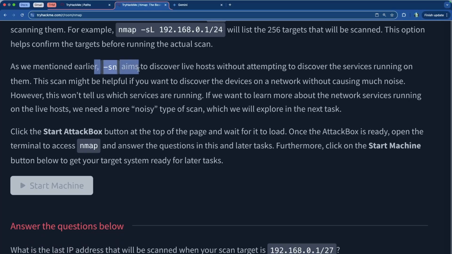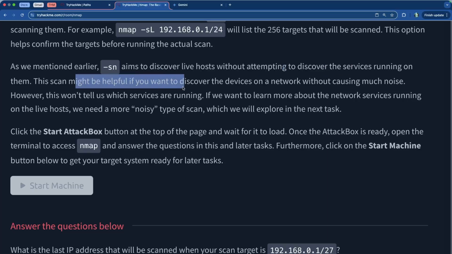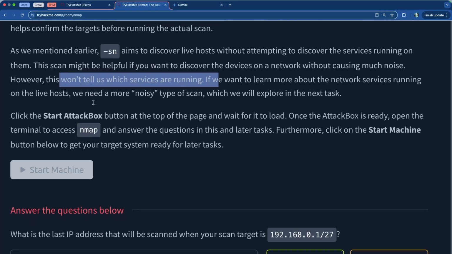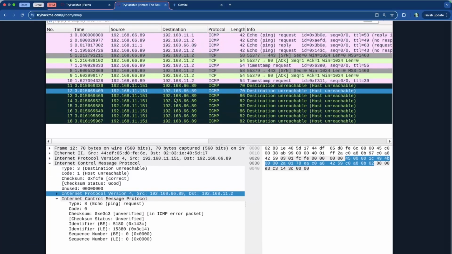-sn, so lowercase s, lowercase n, aims to discover the live hosts without attempting to discover the services running on them. This scan might be helpful if you want to discover hosts on a network without causing much noise. However, this won't tell us which services are running. If we want to learn more about those things, we need to do some other types of scans, and they tend to be more noisy, meaning something like this.